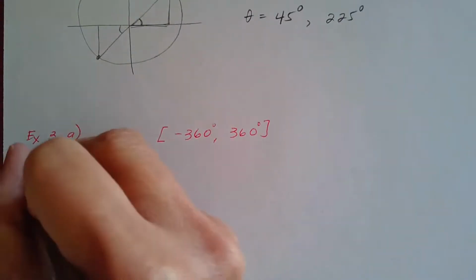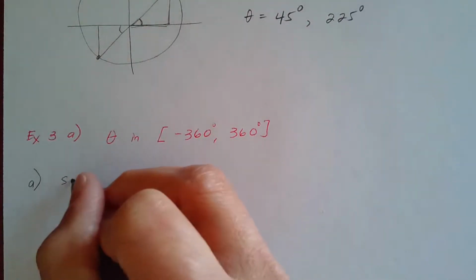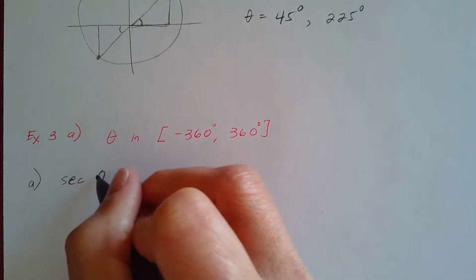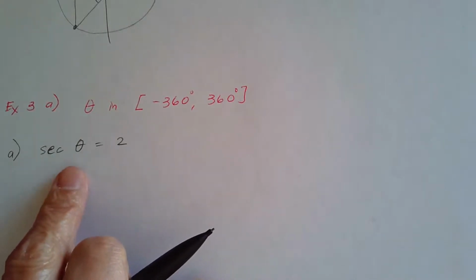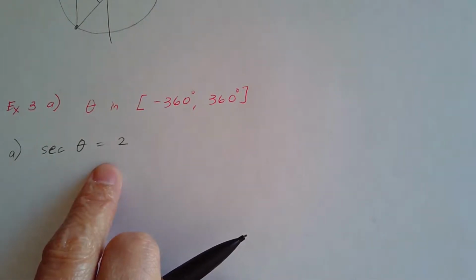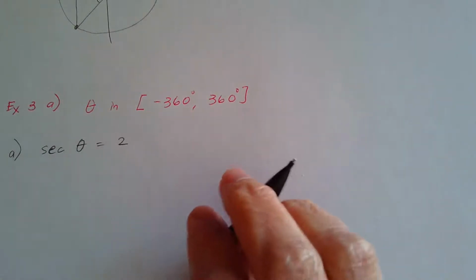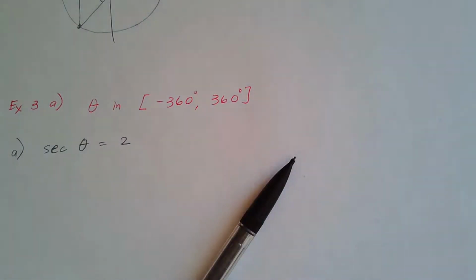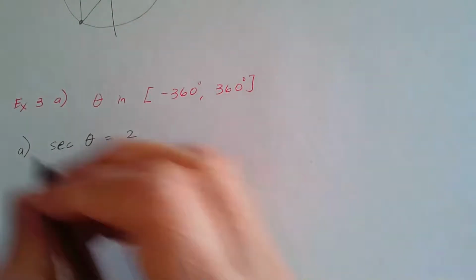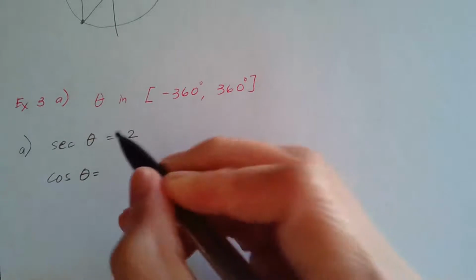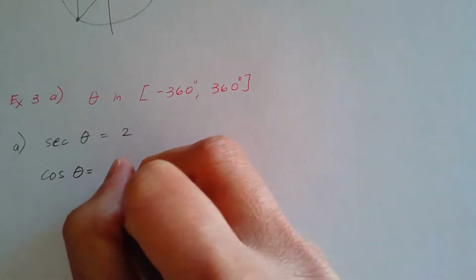Okay, so letter A, secant theta equals 2. Let's go back to what secant theta means. Secant theta is a reciprocal of cosine. So the reciprocal of secant is cosine. So cosine of theta is equal to the reciprocal of secant, which would be 1/2.